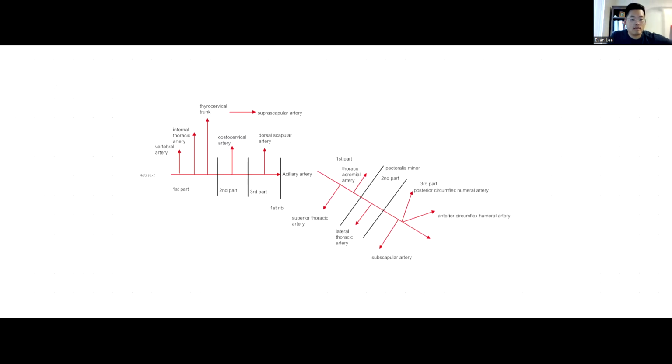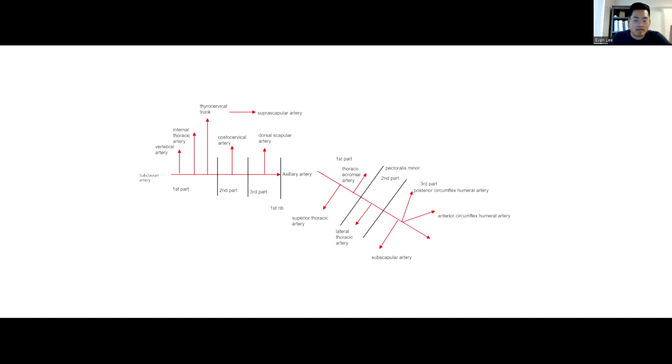Subclavian artery is actually three parts, first, second, and third. And this is relative to the anterior scalene, but you can see that you have vertebral artery, which is going to go to the brain, internal thoracic artery that goes along the back of the sternum, and then thyrocervical trunk, which has one branch that we want to know about, which is suprascapular artery. So suprascapular artery is going to go along the top of the scapula, which makes sense coming off of the top of the subclavian artery.